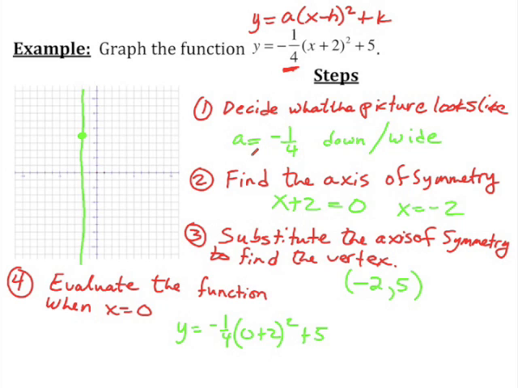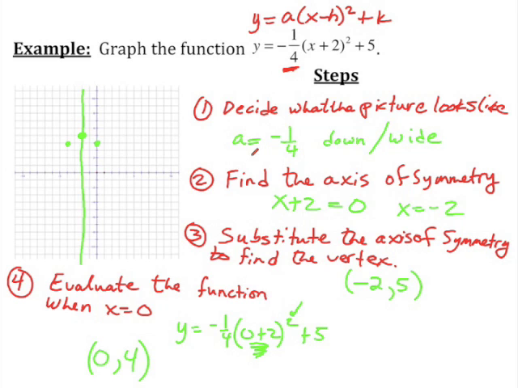resulting in the ordered pair 0, 4. Remember to follow your order of operations. Do the parentheses first, then the exponent, then multiply by the negative 1/4 and add 5. And you'll get 0, 4. Again, that's the y-intercept, and it can be reflected. So it's the same number of units to the left-hand side of the axis of symmetry, and plot that point.